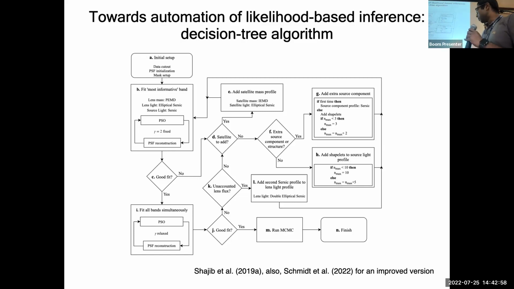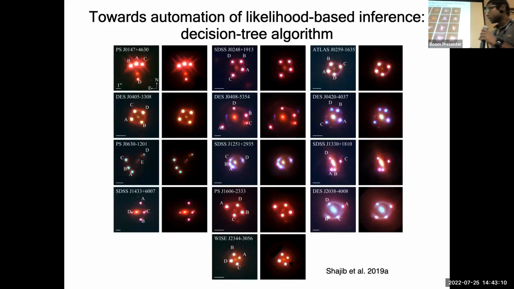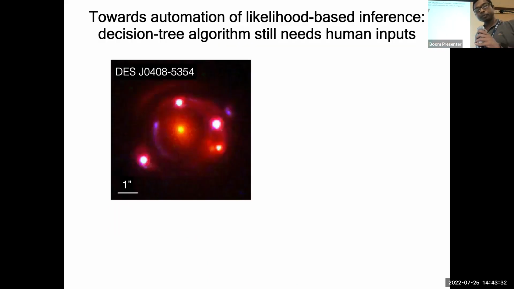This was done in a paper led by me back in 2019. Recently, Schmidt et al. have made an improved version of this same workflow. This is an illustration of what such a decision tree-based framework can do. On the odd-numbered columns are the data from HST, and the even-numbered columns are the model-based reconstructions that are done in this automated way. You can see they look very close. The model looks very close to the data.